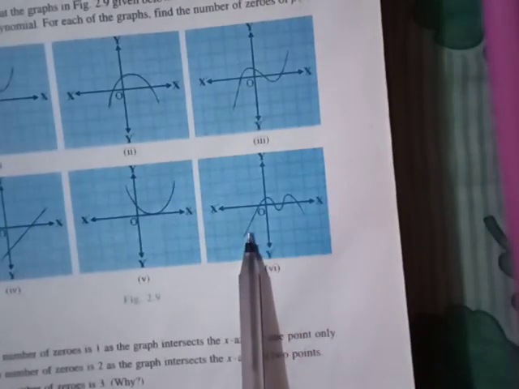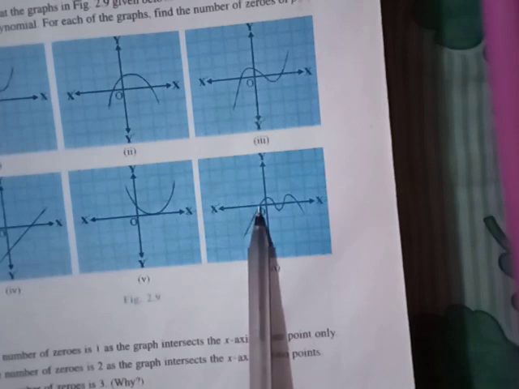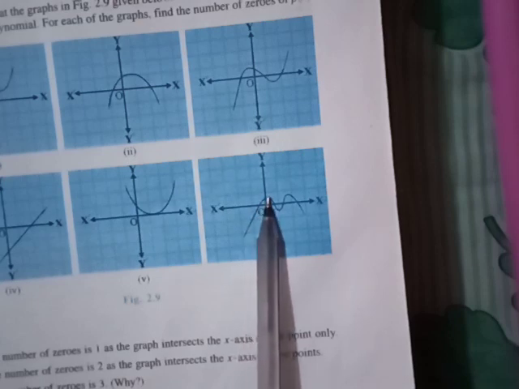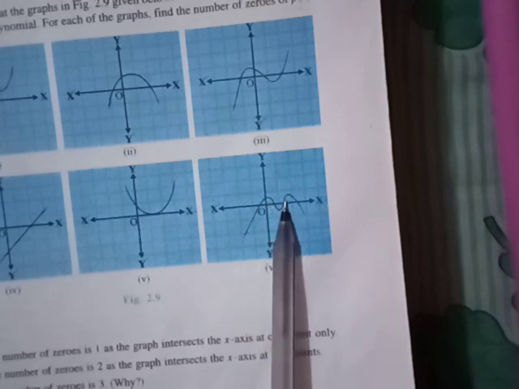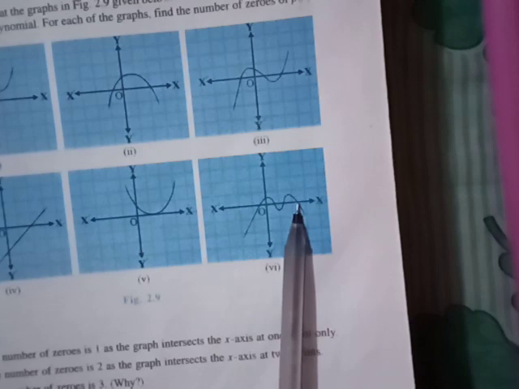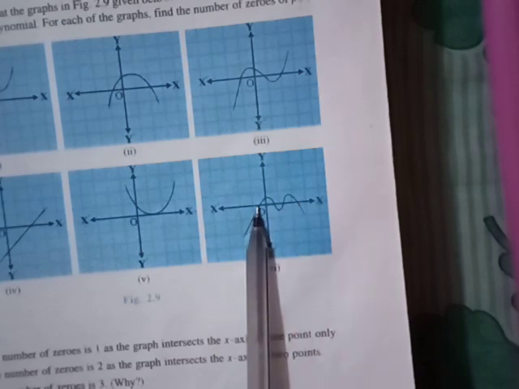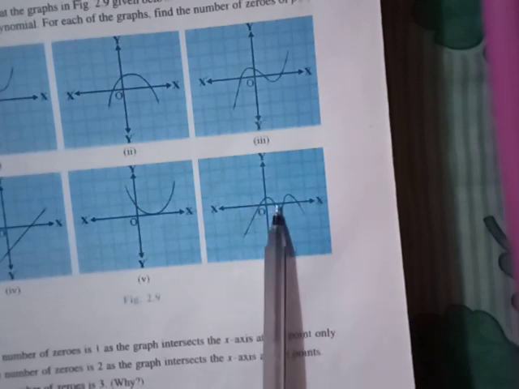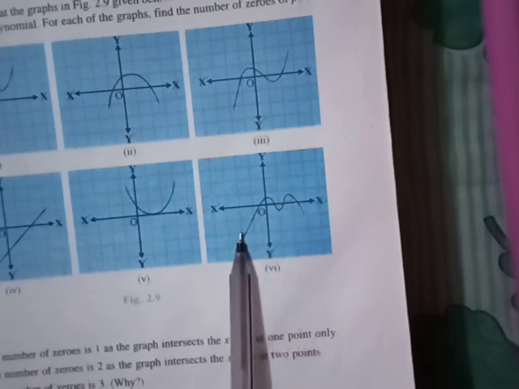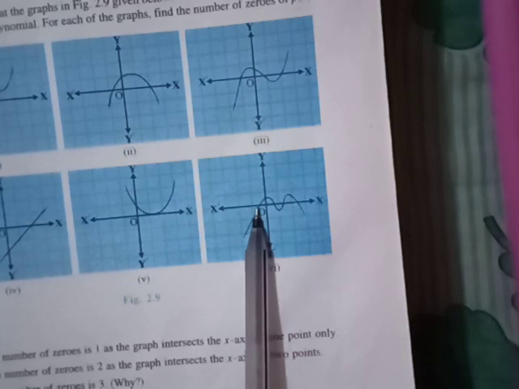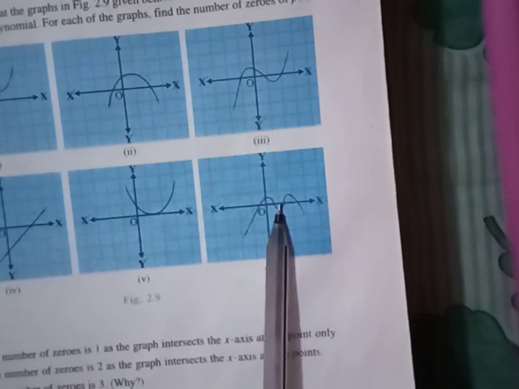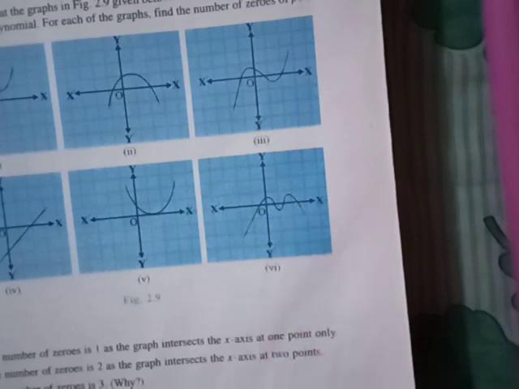This graph starts from here and it cuts the x-axis at this point, goes and again cuts at this point, goes and again cuts this point, goes and again cuts this point. So cutting points are 1, 2, 3, 4. So for this graph number of zeros is 4 because it cuts the x-axis at 1 point, 2 point, 3 point and 4 point.